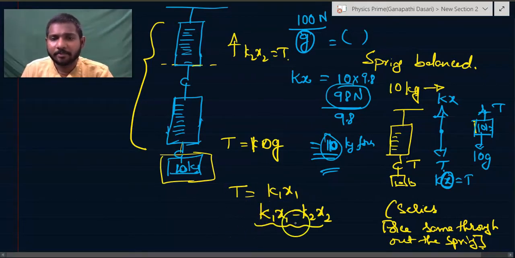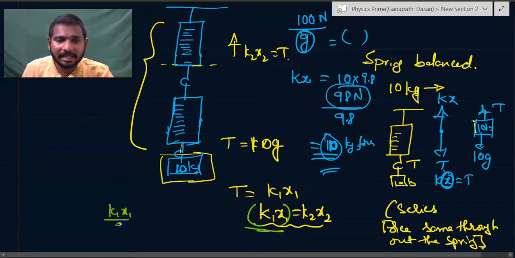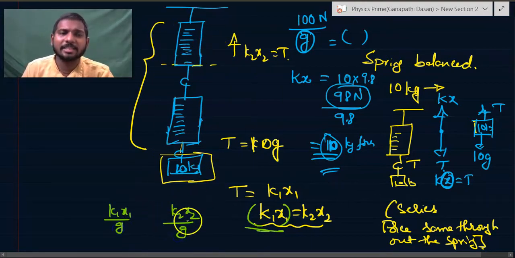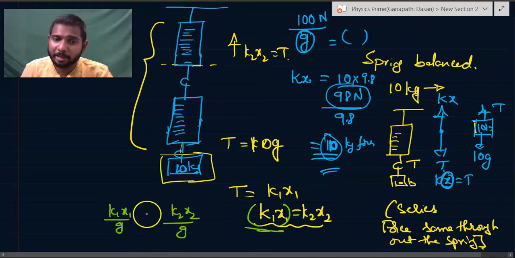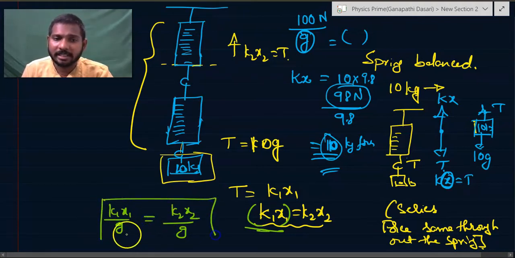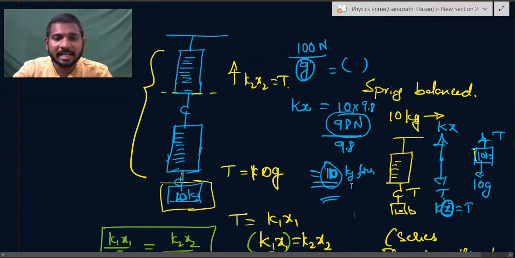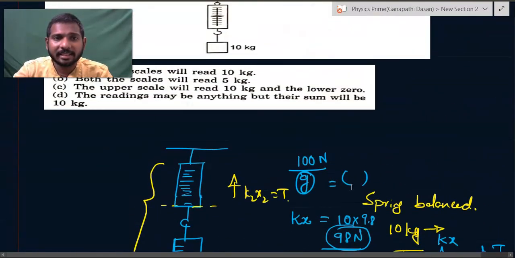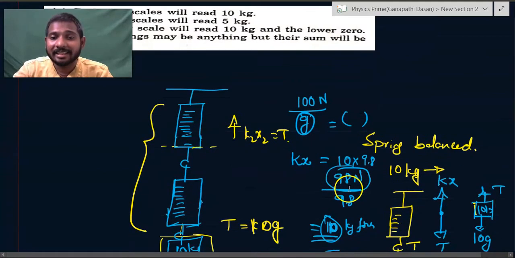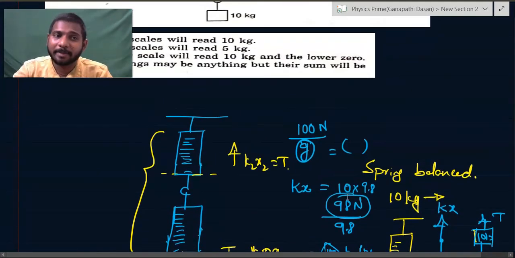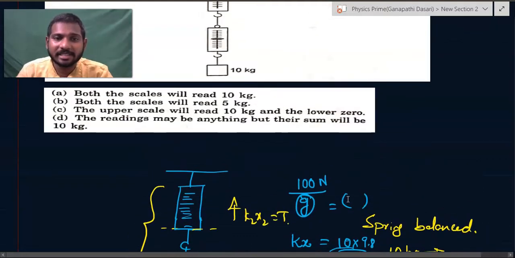In a similar way, here the readings will be what? k1x1 by g is the reading in spring balance 1. k2x2 by g is the reading in spring balance 2. So k1x1 is equal to k2x2. That means k1x1 by g is equal to k2x2 by g. That means the reading in both the springs is the same. What is that same value? That is equal to T. T is 10 into g divided by g. That is 10 kg.